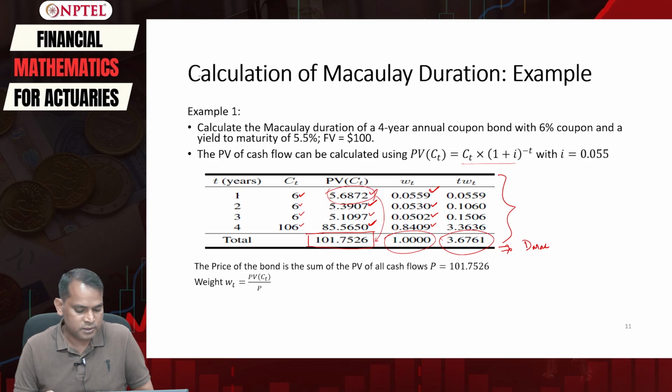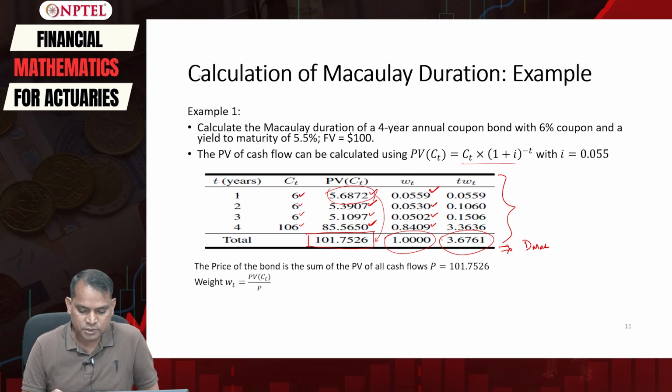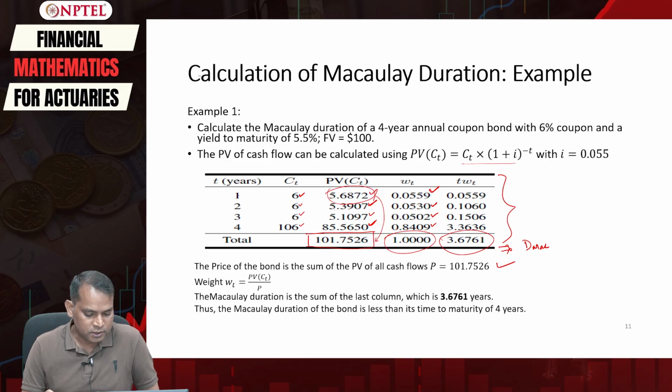That is what I have written here. So the price of the bond is the sum of the present value of all cash flows, P, which is exactly this one I have written. The weight is simply PVCT divided by P, and therefore you get WT. So the Macaulay duration is the sum of the last column here, which is simply 3.6761.